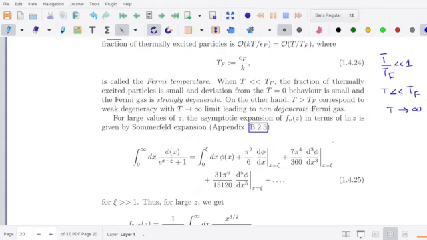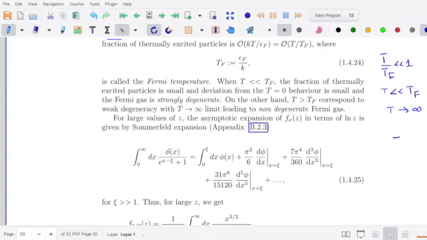So now we limit ourselves to the degenerate Fermi gas, which corresponds to z much greater than 1. When z is much larger than 1, we have the large z expansion of the Fermi-Dirac function f_ν(z), and this is called the Sommerfeld expansion, given in appendix P.2.3. The expansion is based on the following result.